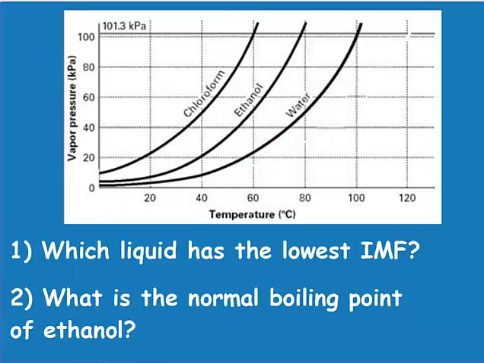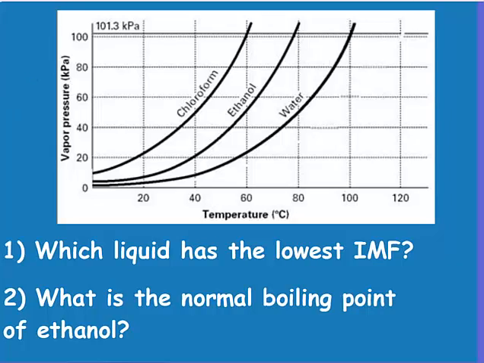So go ahead and pause the video and answer these two questions. The lowest IMF will have the lowest boiling point at any given pressure. Chloroform has the lowest boiling point. So chloroform has the lowest IMF. The normal boiling point of ethanol, we're going to find ethanol. And since it's kPa, we're going to find 101.3. And that's pretty close to 80, so about 79 degrees Celsius.